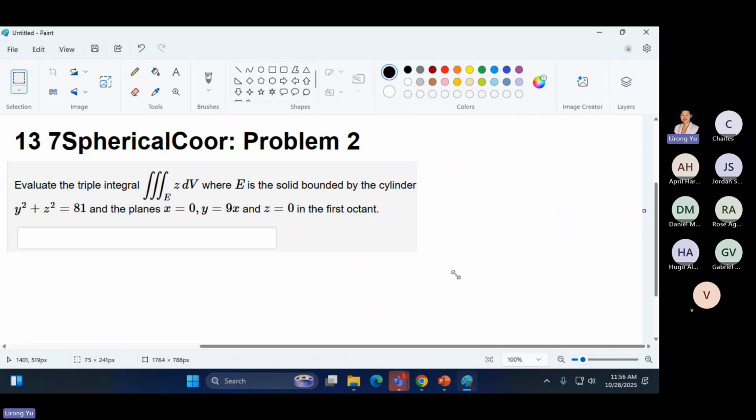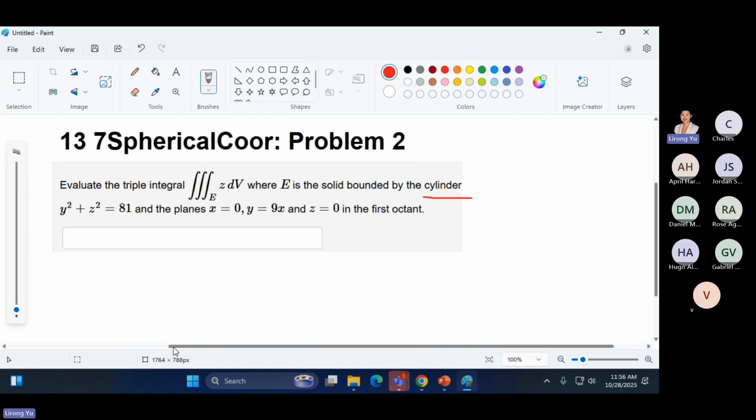All right, for problem 2, we're integrating z. E is the solid bounded by the cylinder y squared plus z squared equal to 81, and the planes x equal to 0, y equal to 9x, and z equal to 0. So this one is not a spherical coordinate. You can read the question and realize this is a cylinder. Because we have a cylindrical integration region, we were supposed to do the cylindrical coordinate system.